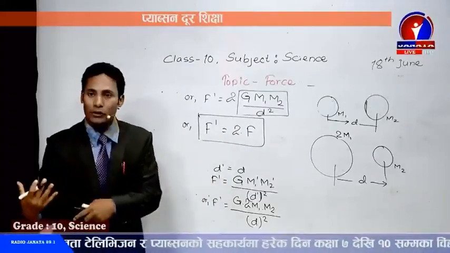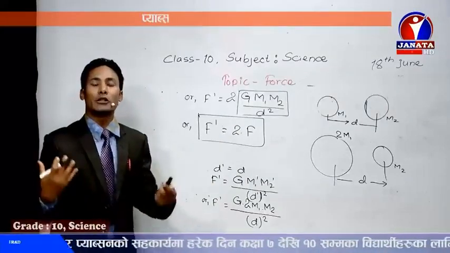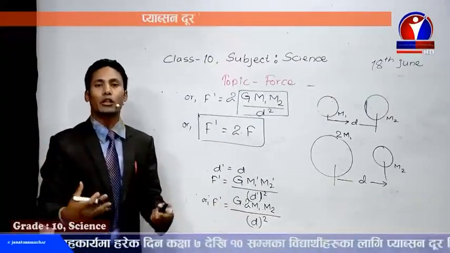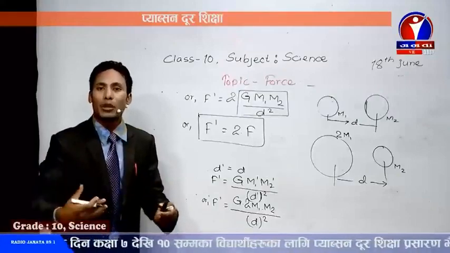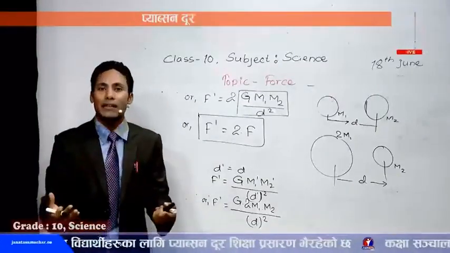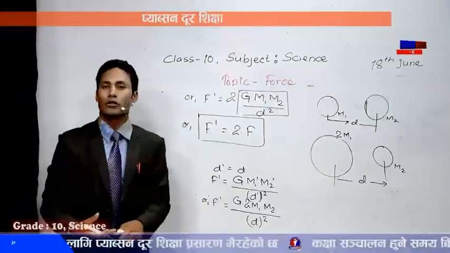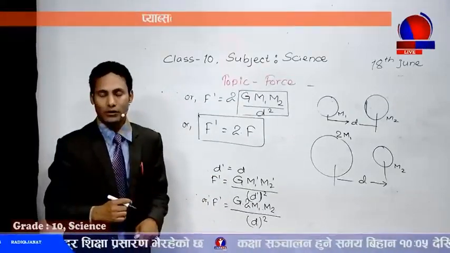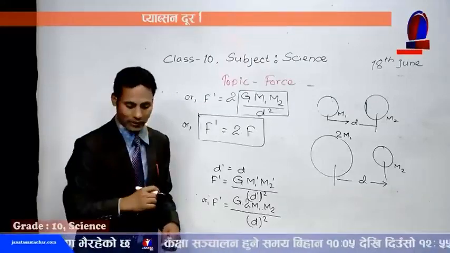What we have learned previously is that the gravitational force exerted between the two masses is directly proportional to the product of the masses. That means when the mass is increased, the gravitational force also gets increased. So that is a verification of the first statement, right?